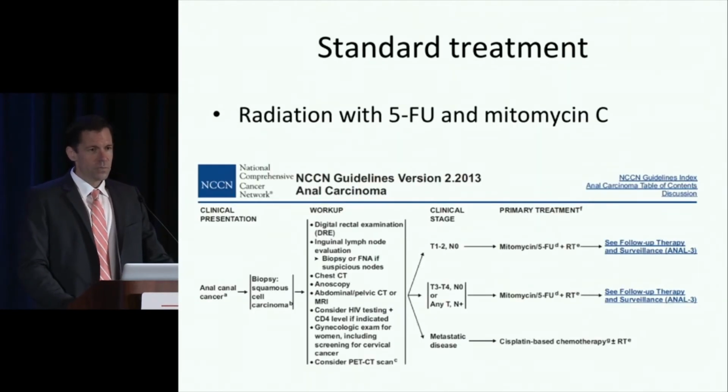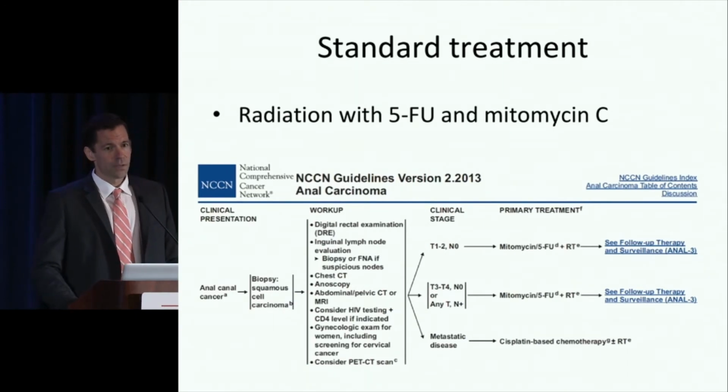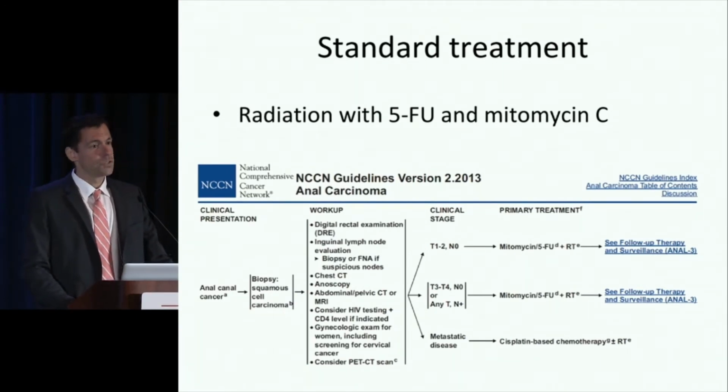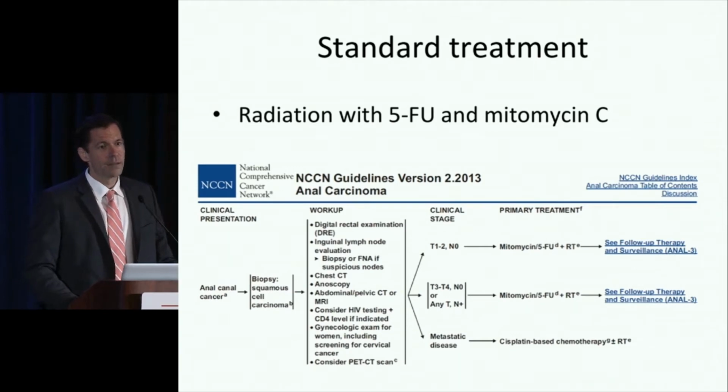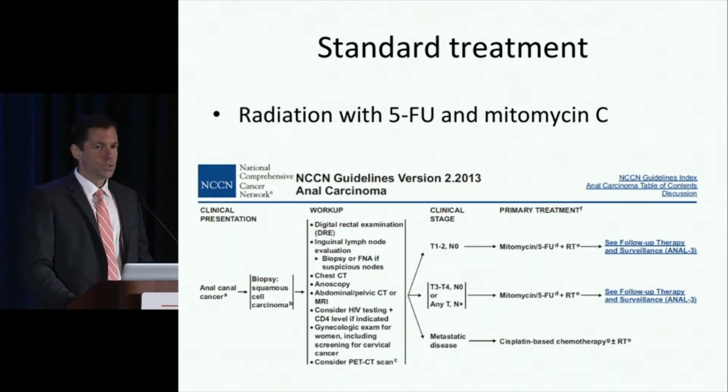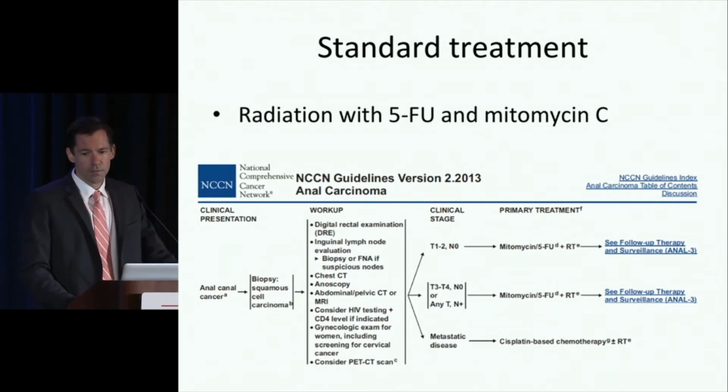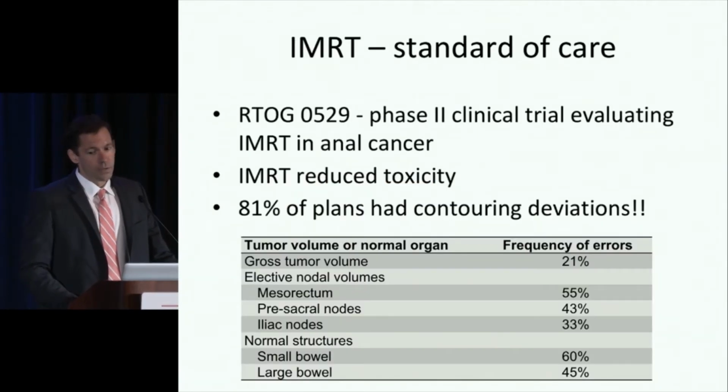By way of treatment, I'm not going to belabor this. We all know that the standard of care for anal cancer really hasn't changed much in the last 45 years now. It's still standard 5-FU with mitomycin C as the backbone that we mostly treat with. Now cisplatin and 5-FU is an option in certain settings. However, really 5-FU and mito is still the standard of care. And also IMRT is a standard of care.